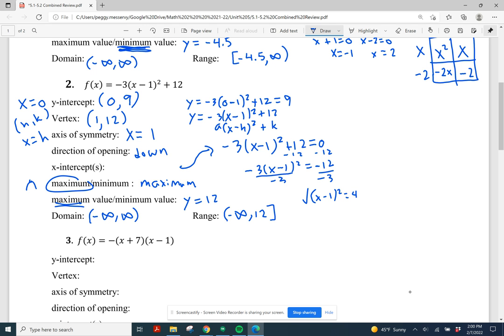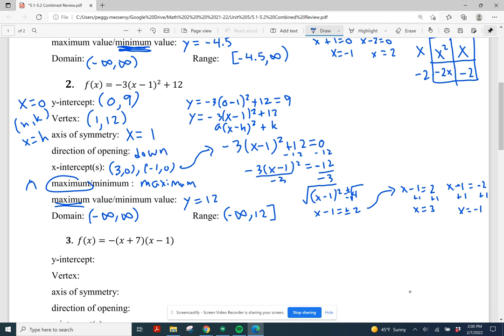Now we're going to square root both sides, remembering to do a plus or minus square root on this right-hand side. So I have x minus 1 equals plus or minus 2. All right, so we have x minus 1 equals 2. We have x minus 1 equals negative 2. Add 1 to both sides, we get x equals 3. Add 1 to both sides here, we have x equals negative 1. So my x-intercepts are 3, 0, and negative 1, 0. We're just using techniques that we learned in the last unit.